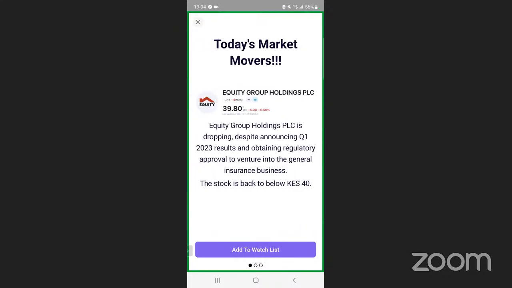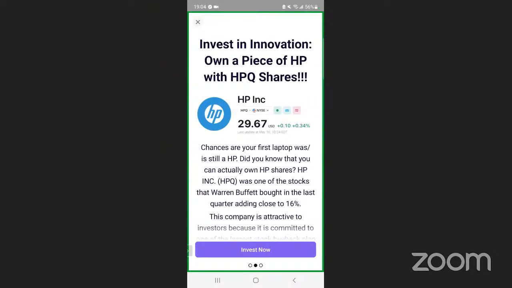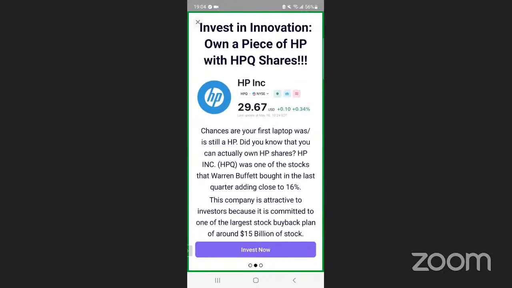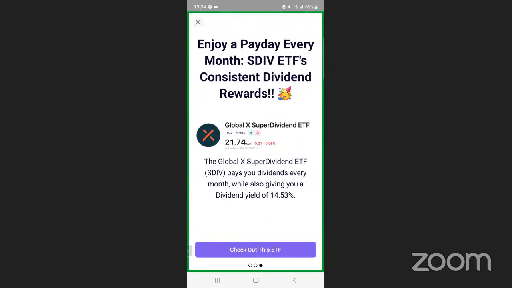Then you can scroll to your right, and you'll see that we gave you a stock to look at. One of the stocks we gave you was HP. The reason we gave you HP is because Warren Buffett added around 15.77% of this stock to his portfolio, so we thought it would be nice to inform you to check it out. The reason investors are attracted to this stock is because it's committed to one of the largest stock buybacks, of around 15 billion USD. So that's one Kenyan stock, Equity, one US stock, HP, and then one US ETF.